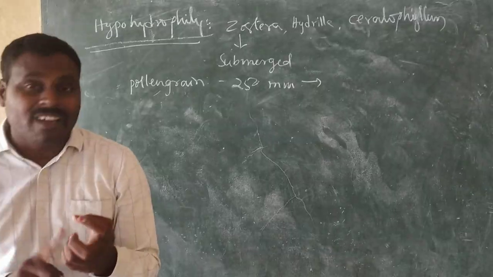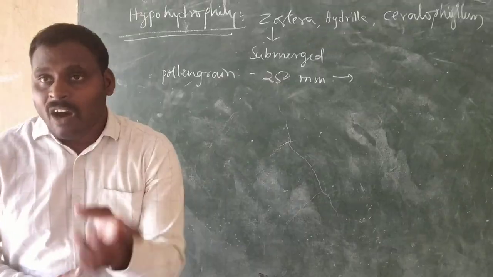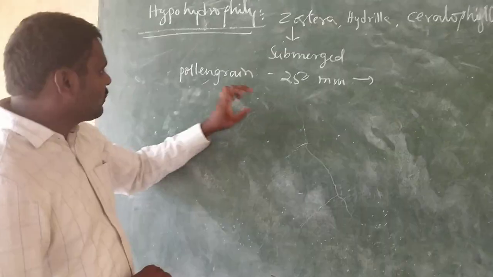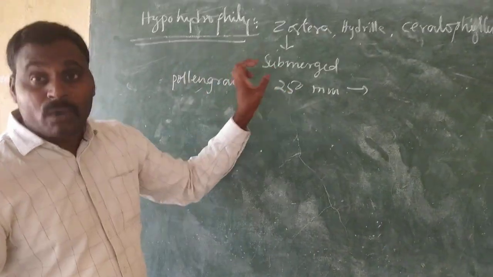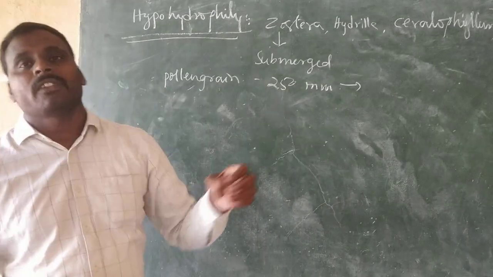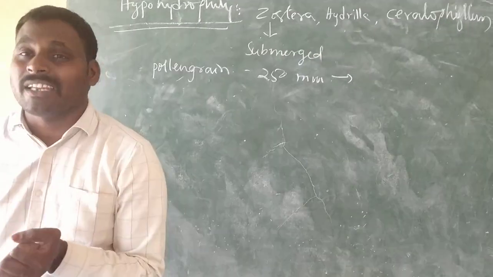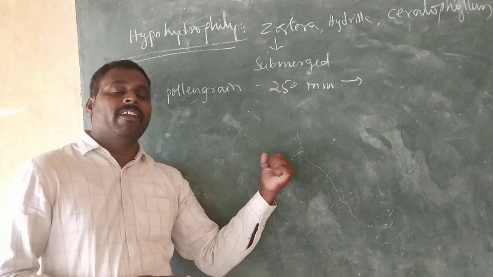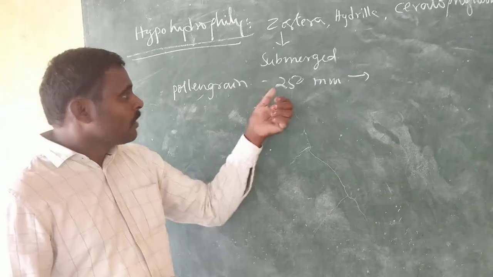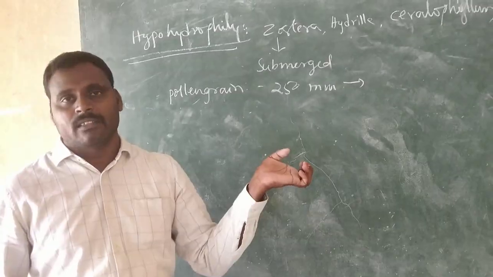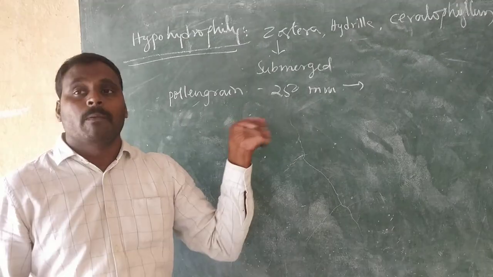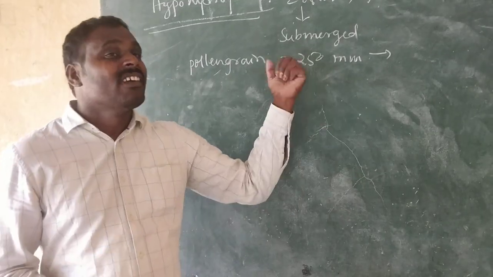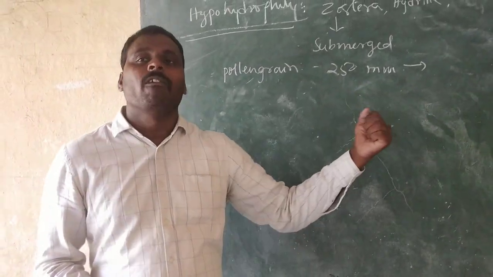But you may have a doubt: in the absence of sporopollenin, how do these pollen grains protect themselves from the wet or water? The pollen grains of Zostera members, or the majority of aquatic members, are surrounded by a mucilaginous sheath so that they can protect themselves from the wet condition.